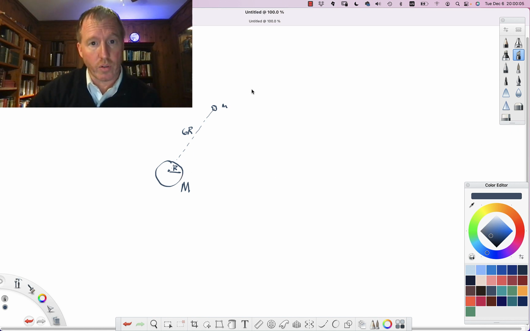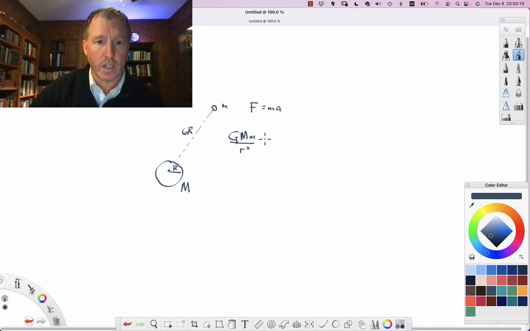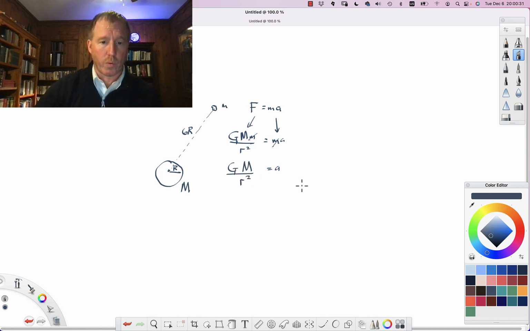Well, I need to use Newton's second law of motion, that the force acting on this is equal to its mass times its acceleration. Now, what's its force? We can use the universal law of gravitation: GMm over r squared is equal to ma. I plugged this in and moved this down here. The mass of the meteor cancels out, and I have the acceleration is equal to G times the mass of the Earth divided by the distance of the Earth squared.